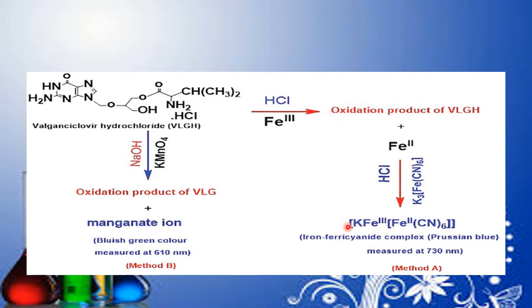In another, alternative method, the VLG hydrochloride is reacted with the sodium hydroxide along with KMnO4, and it results in the formation of the oxidation product of VLG along with the manganate. Here this is bluish green in color, that is measured at 610 nanometers. Both of the products are different and are measured at different wavelengths.